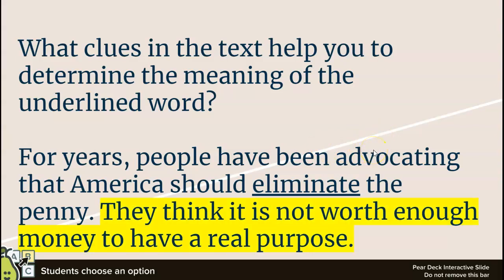Hopefully you identified this sentence. They think it is not worth enough money to have a real purpose. We can tell here, based on the words that are used, that eliminate is getting rid of the penny. They think it's not worth enough money, and so that means they think we need to get rid of it.